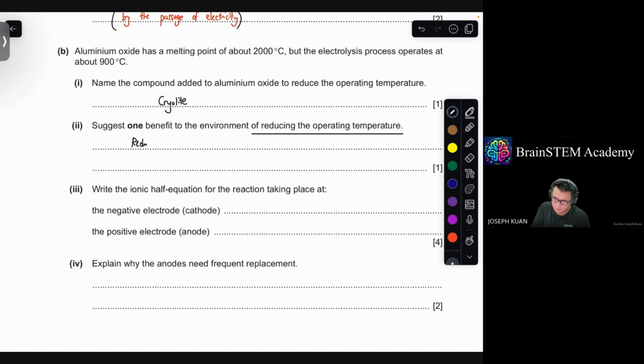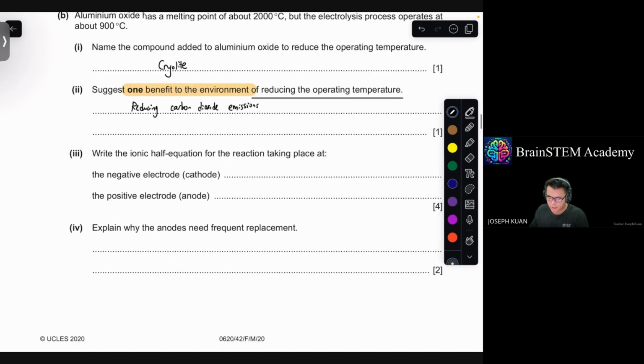reducing carbon dioxide emissions. Okay, the focus of the question is on the benefit to the environment itself, so it has to be related to emissions.